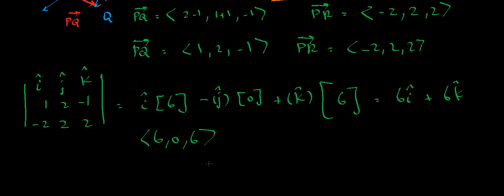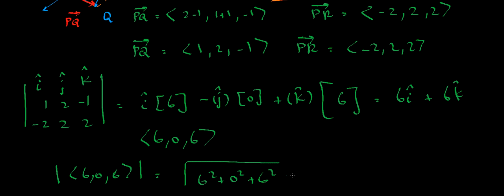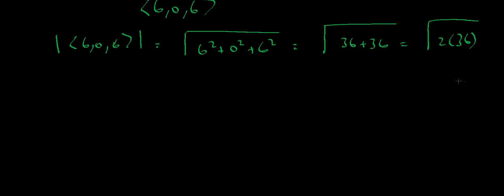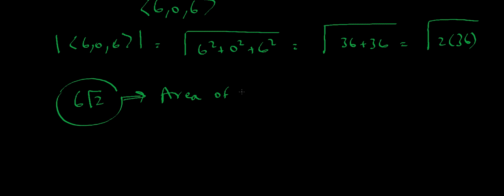So now we need to find the magnitude of this vector. The square root of 6 squared plus 0 squared plus 6 squared, which is the square root of 36 plus 36, equal to 2 times 36. So I can take just the 36 out of the square root, I will get 6 square root 2. And this will be the area of the parallelogram.